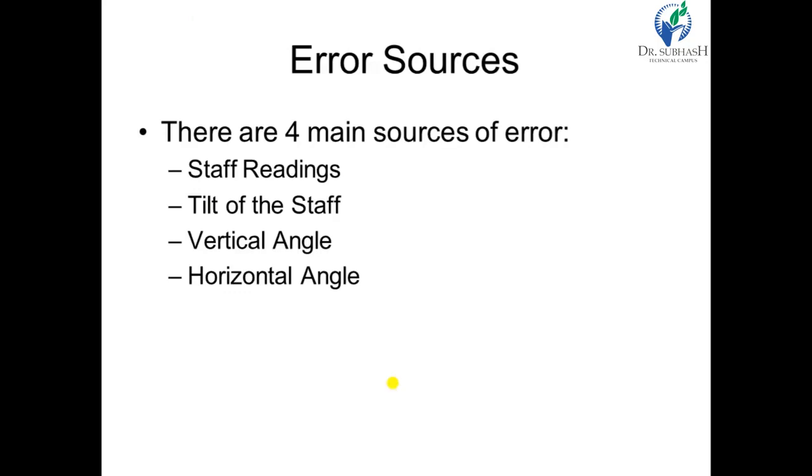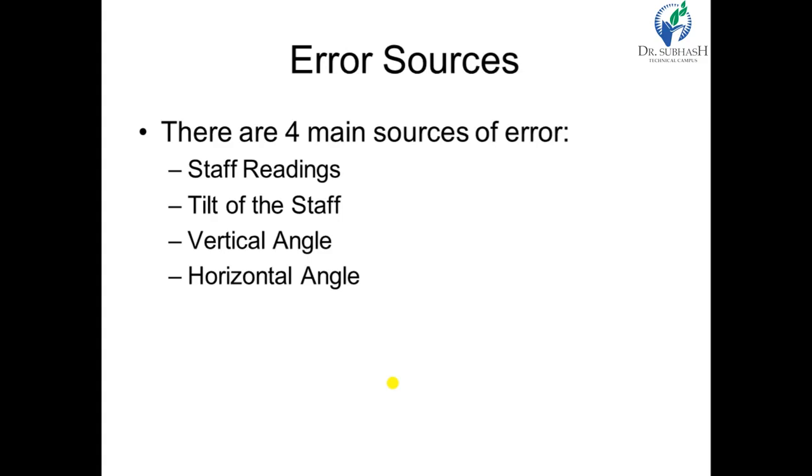Error sources. Now there are 4 types of error sources during the tachometric survey. First is the staff reading. If you read the staff incorrectly, our staff intercept becomes erroneous and we get the wrong reading. Tilt of the staff. If we are holding the staff tilted, our readings are changed, and when we put our values into the equation, we get the wrong reading.